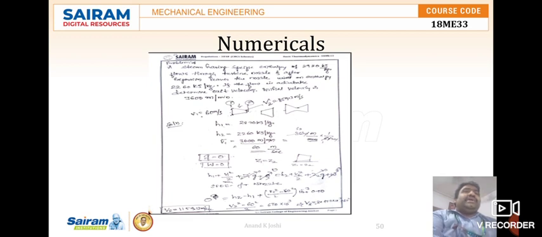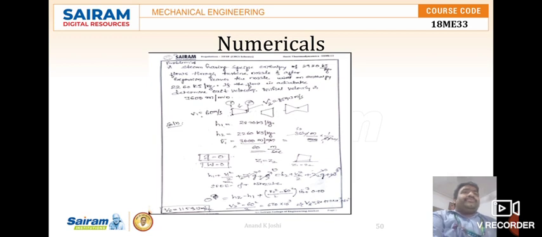In this problem, the concept is that first you have to understand the device, that is a nozzle. There are different types of nozzle: converging nozzle, diverging nozzle, or converging-diverging nozzle. For this problem you first have to identify the device. That is a nozzle, and the inlet velocity of 60 meter per second is given. We have to find out the exit velocity.